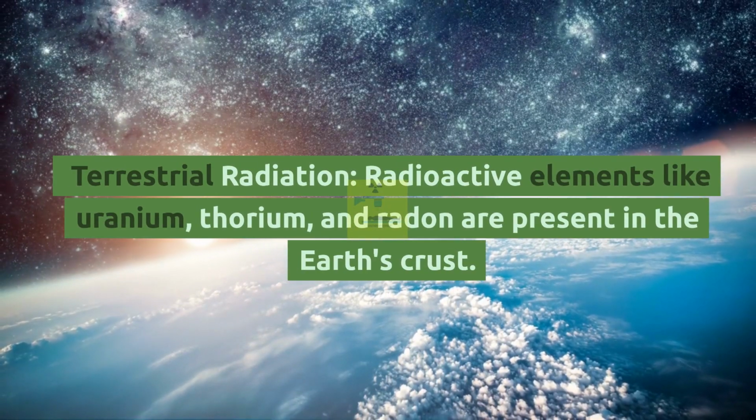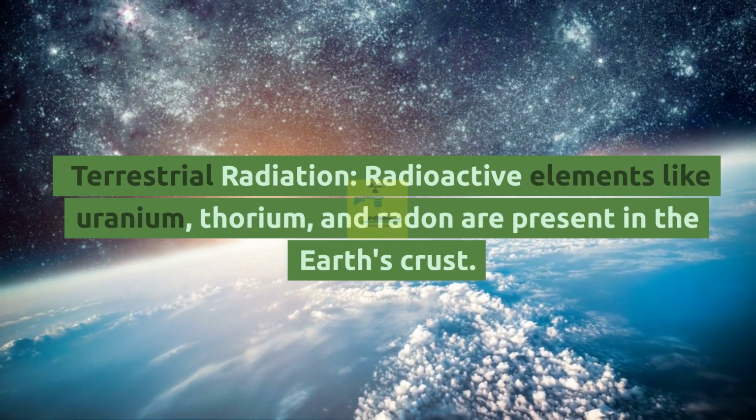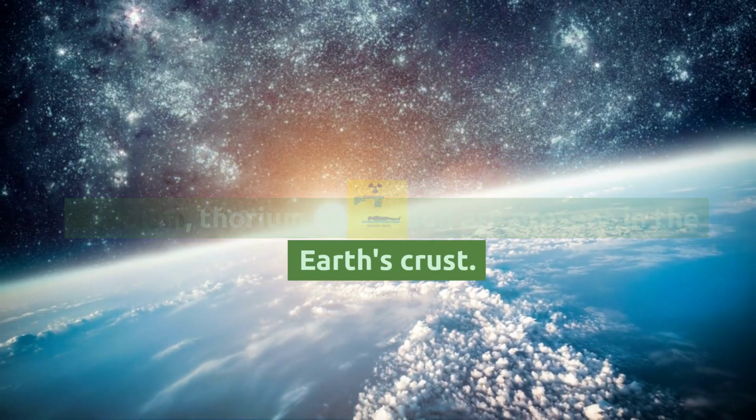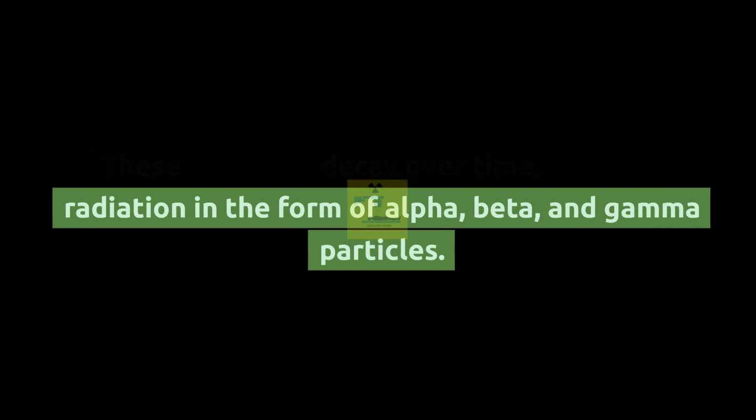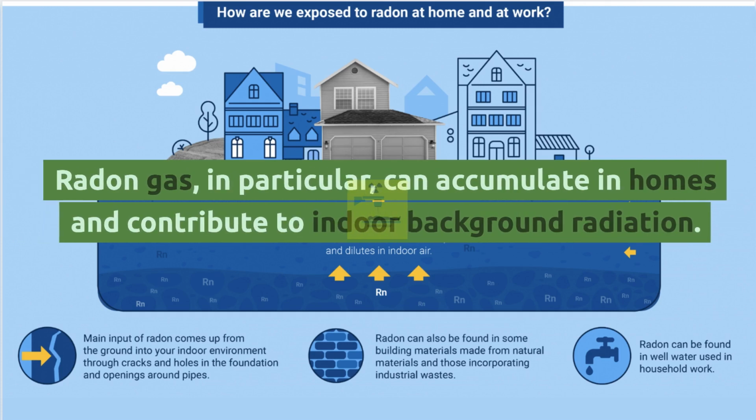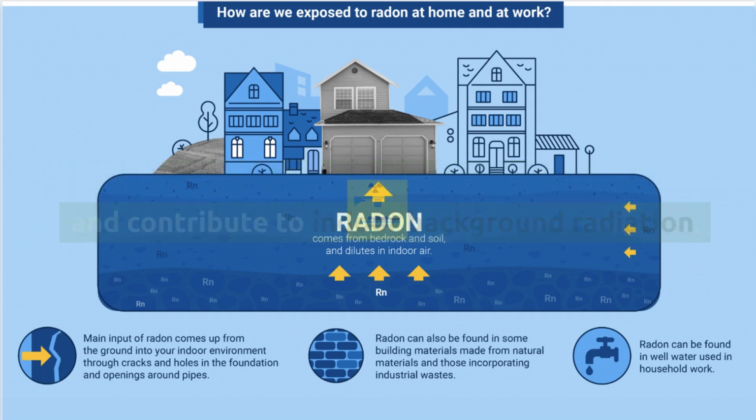Terrestrial radiation. Radioactive elements like uranium, thorium, and radon are present in the Earth's crust. These elements decay over time, emitting radiation in the form of alpha, beta, and gamma particles. Radon gas, in particular, can accumulate in homes and contribute to indoor background radiation.